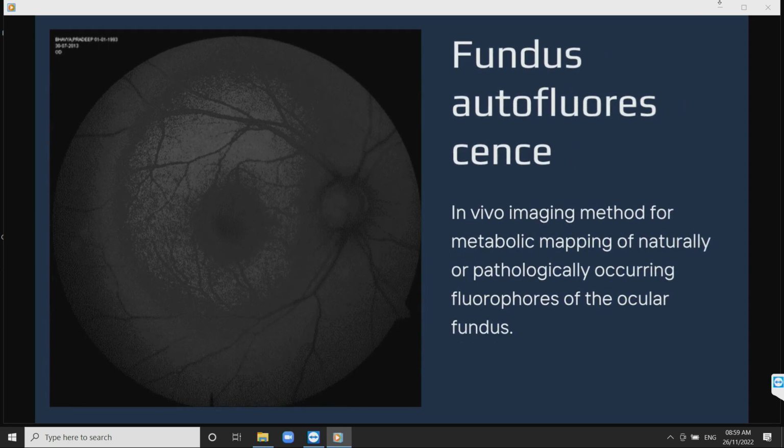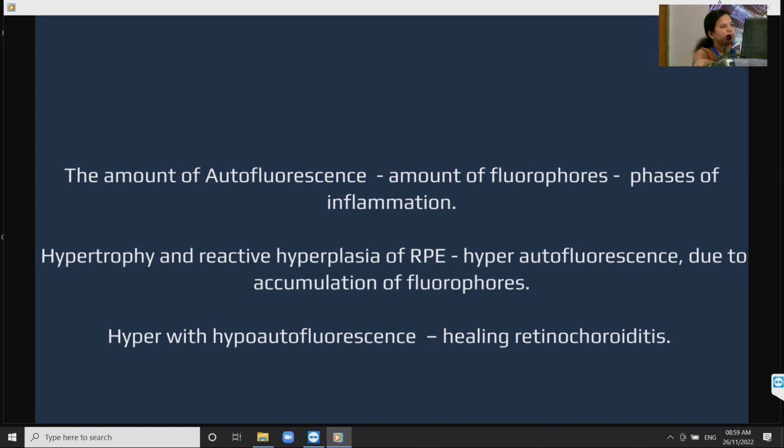Now comes fundus autofluorescence. It's an in vivo imaging method for metabolic mapping of naturally or pathologically occurring fluorophores of the ocular fundus. See the normal autofluorescence picture. The amount of autofluorescence depends on the amount of fluorophores, which again depends on the phase of inflammation. So in the active phase it will be hyperautofluorescent due to increased fluorophores, and in the healed stage it will be totally hypoautofluorescent.